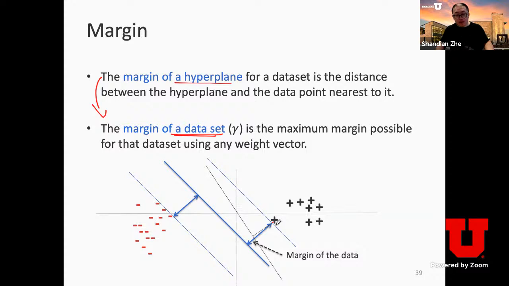much bigger, right? However, only this solid blue line has the largest margin, because if you calculate the minimum distance between examples in the data set and this hyperplane, this minimum distance is bigger than the minimum distance for any other separating hyperplane. So we use the largest margin of the separating hyperplanes as the margin of the whole data set. Okay?